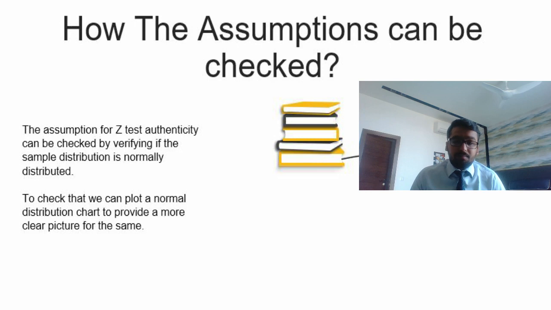Now for the assumption checking. To make sure that the sample data set we have selected is a perfect representation of the population data set, we plot a normal distribution chart. This normal distribution chart is a bell-shaped curve which makes sure that the sample data set we have selected is indeed a perfect representation of the population data set.